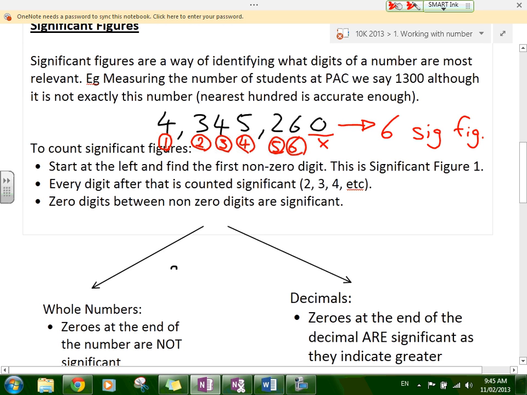Alright, because the 0 doesn't count. 1, 2, 3, 4, 5, 6. So the 7th one, the 0, is not counted.